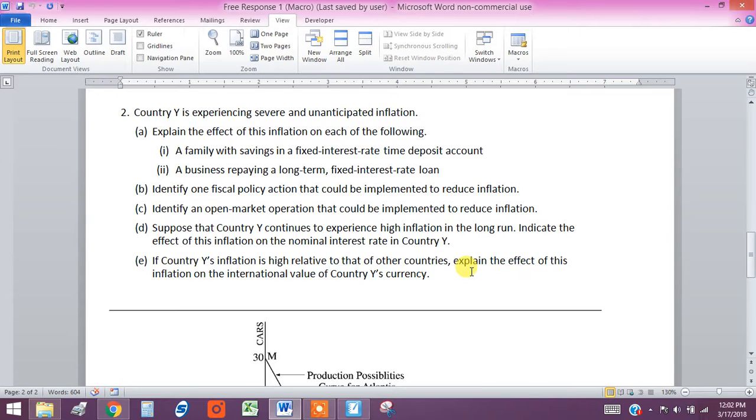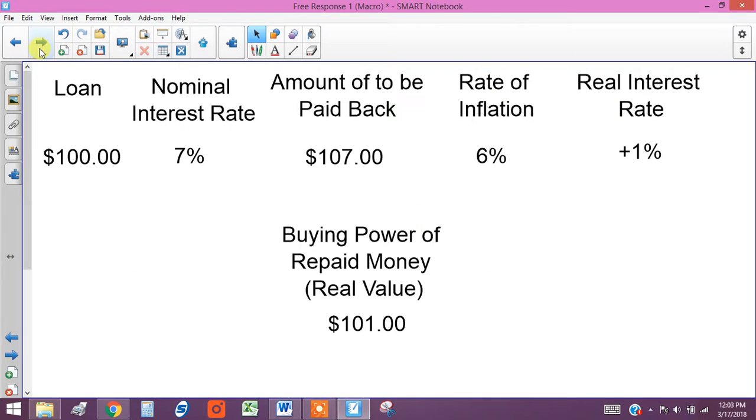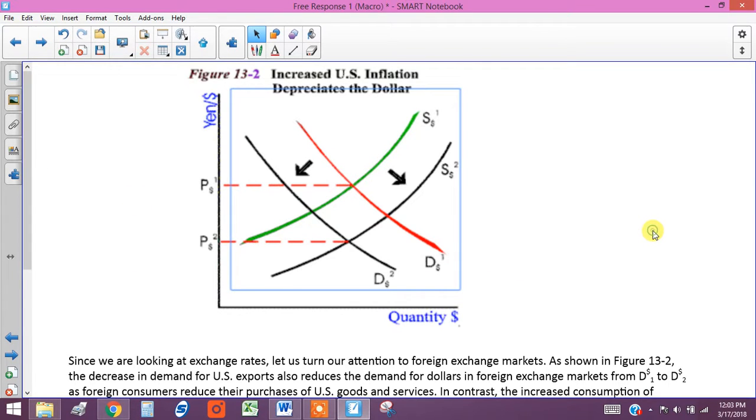If a country's inflation is high relative to other countries, what's going to happen to the value of that country's currency? So let's just say that's the U.S. Let's just say that the inflation is high in the U.S. What does that do to the value of the dollar relative to other foreign currencies? And in this example, we're using the Japanese yen, I believe. So what's going to happen is the value of the dollar against the yen is actually going to go down.